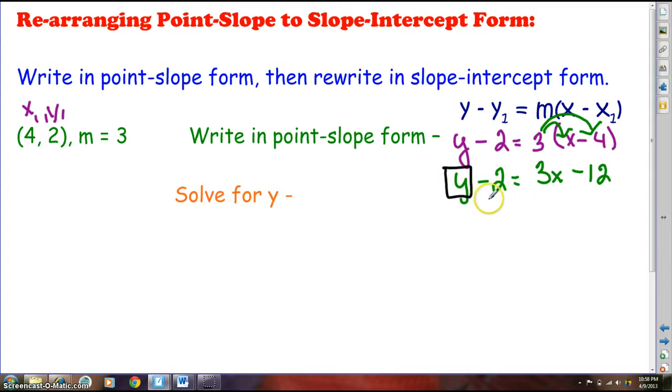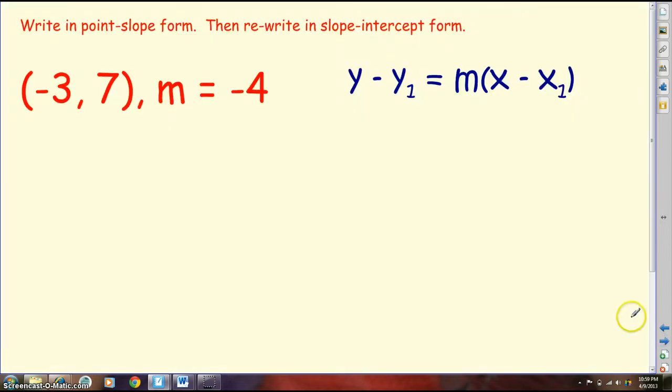So that means we have to move this minus 2. To move a minus 2, we add 2 to both sides. So y equals 3x, and since these were like terms, they're both constant values without a variable, we can combine them, minus 10. Alright, let's try another one.